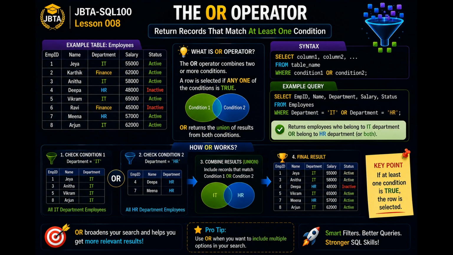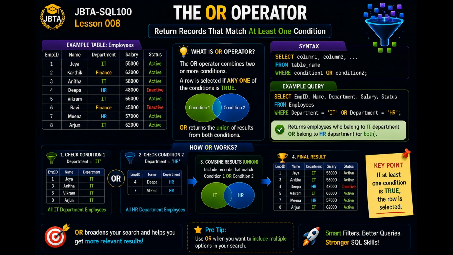Select EmpID, name, department from employees where department equals IT or department equals HR. Condition 1: department equals IT. Condition 2: department equals HR.